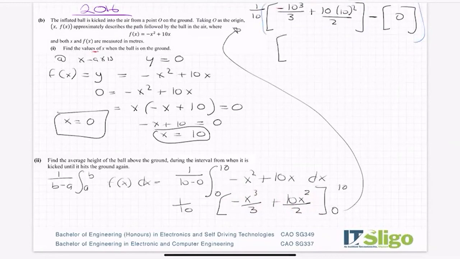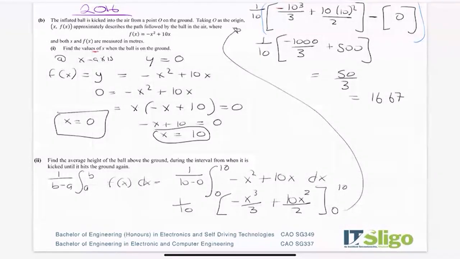Okay, so you can put that into the calculator, and I get minus 1000 over 3 plus 10 squared is 100, by 10 is 1000 over 2, so that's 500. Of course, it's a 10th of that. Now I can't do any more in my head. 1 over 10 bracket minus 1000 over 3 plus the 500. And I am getting 50 over 3 for that, or 16.67. And it's the average height, so it's meters.